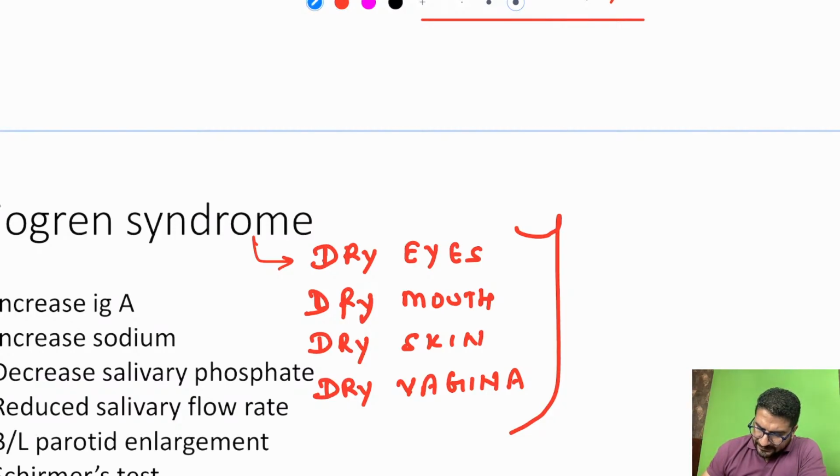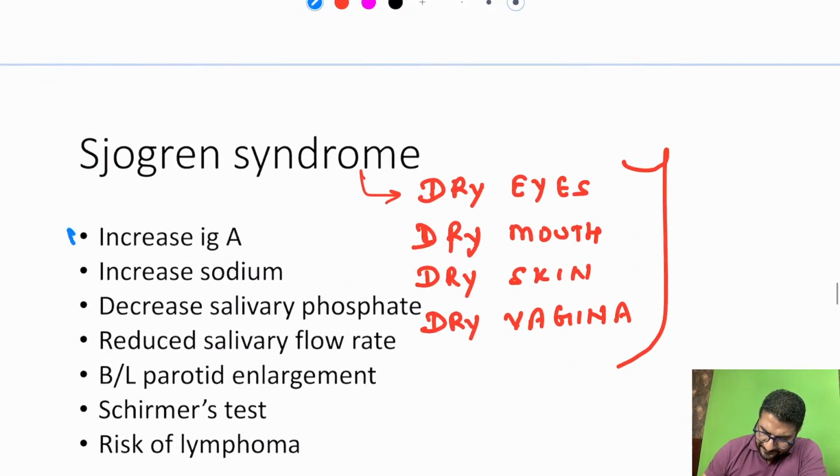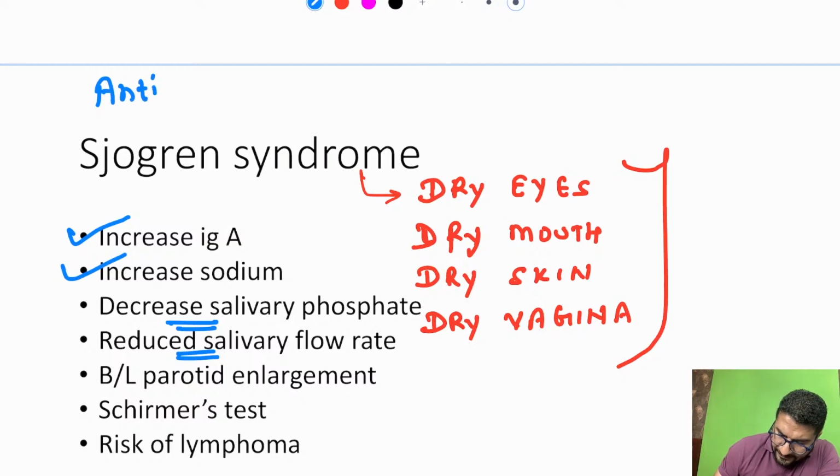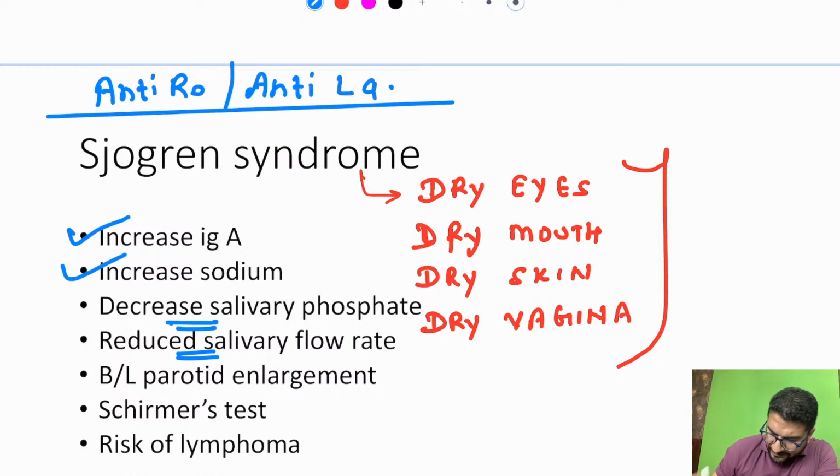Now look at the screen carefully. Patient will have increase in IgA. There is increase in sodium. Salivary phosphate will be reduced. Salivary fluoride will be reduced. Basically it's an autoimmune disease. So the antibodies found here are anti-Ro and anti-La. Anti-Ro and anti-La. So understand these antibodies. Anti-Ro we also call SSA.